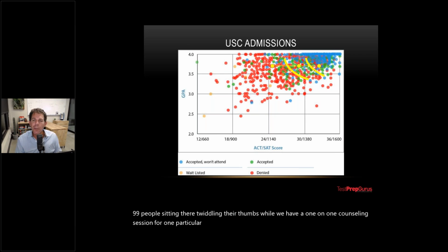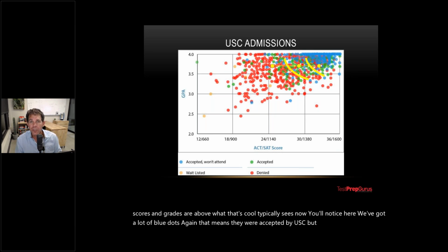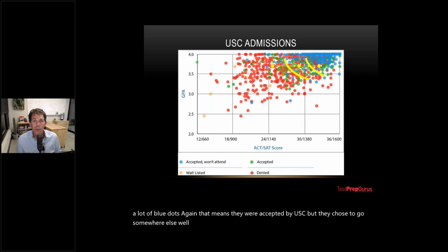And then let's talk about this third scenario where you're ahead of the curve. Again, this is a great place to be. So apply to a few colleges where your scores and grades are above what that school typically sees. Now you'll notice here, we've got a lot of blue dots. Again, that means they were accepted by USC, but they chose to go somewhere else. Well, USC doesn't like that for a number of reasons.